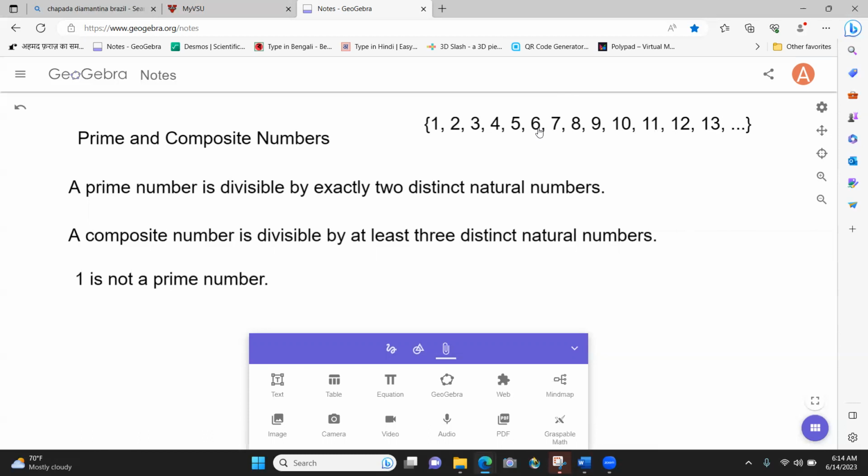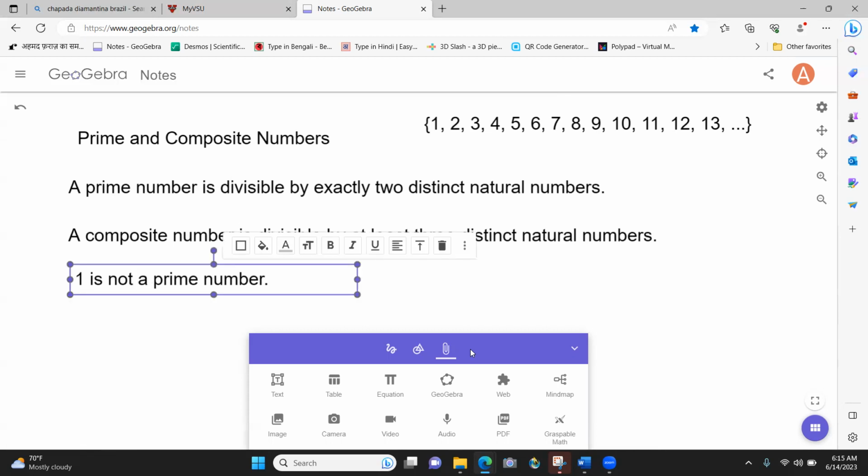So once again, these are the definitions we are going to stick to. A composite number is divisible by other prime numbers and 1. Every composite number is divisible by at least one prime number and 1. The prime number is divisible by only itself and 1. Has to be 2 distinct natural numbers. And 1 is not a prime number. Most of us know it's not composite. 1 is neither a prime nor a composite number.